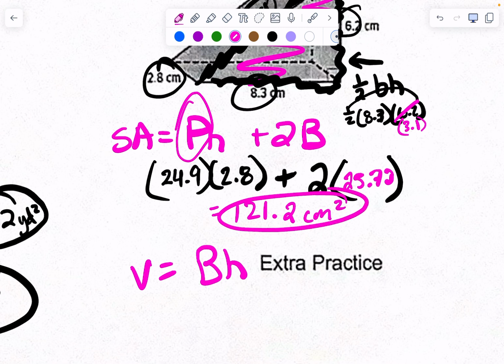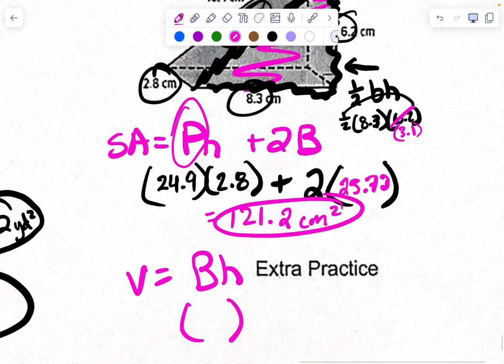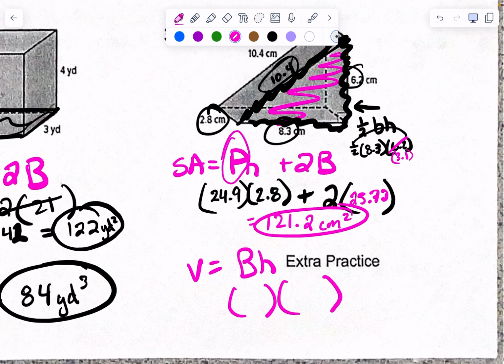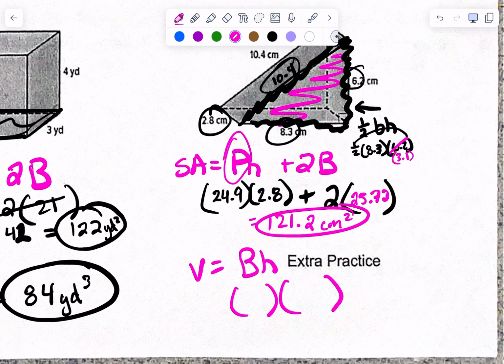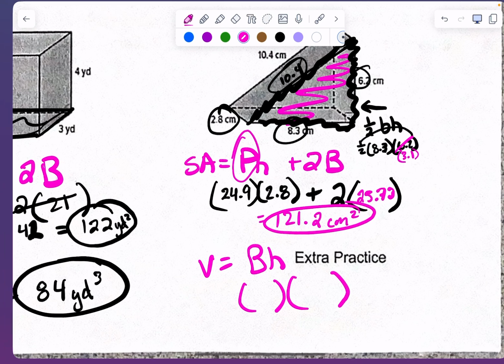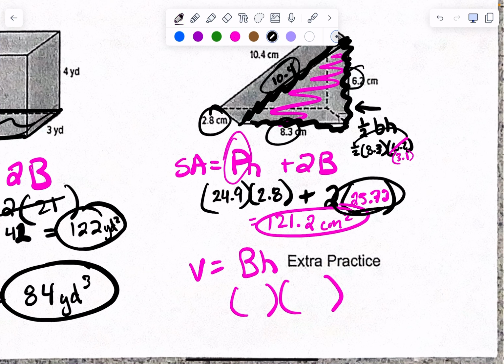Okay, volume. Capital B times H. What shape is the base again? The triangle. Have we done capital B already? Yeah, 25.73. And the height, again, is 2.8. Okay? 25.73 times 2.8. I got like, I don't know, 72.0. Yeah, I got that too. If it's 72.0, do you put the .0?